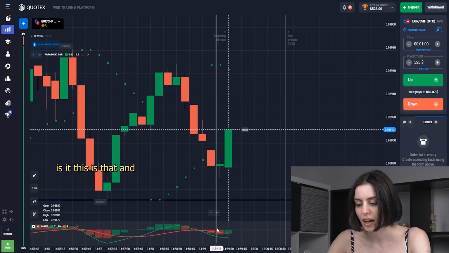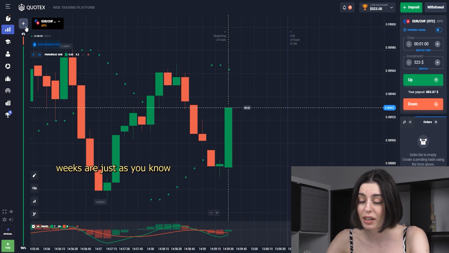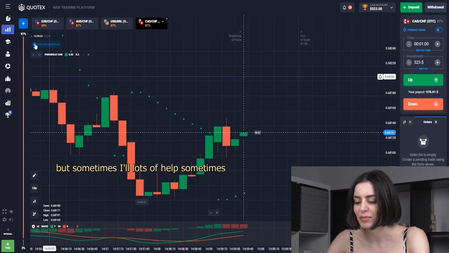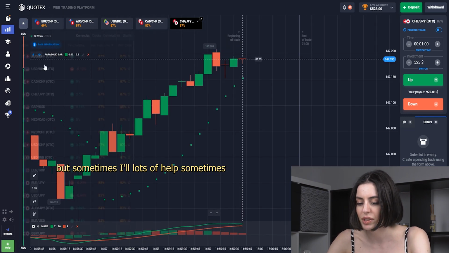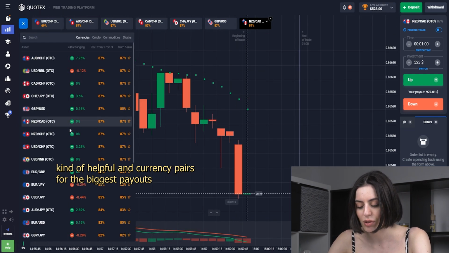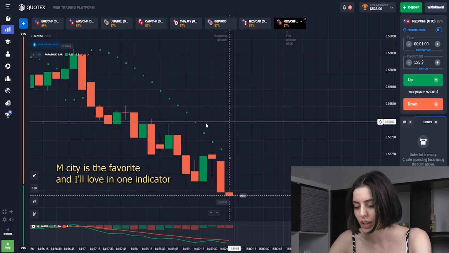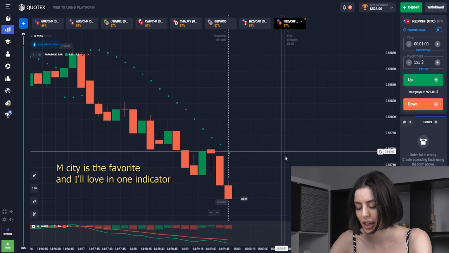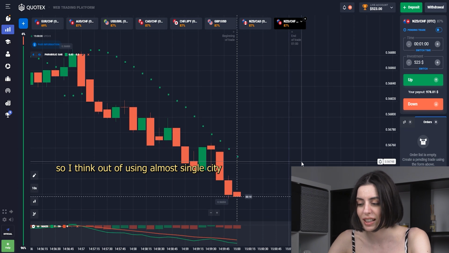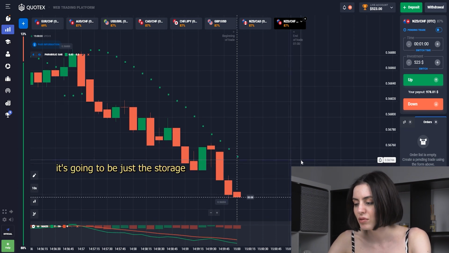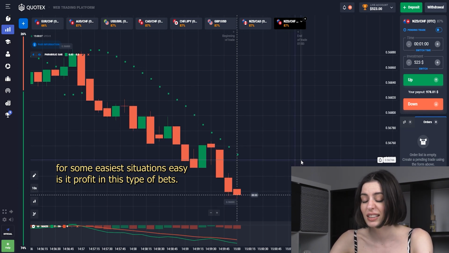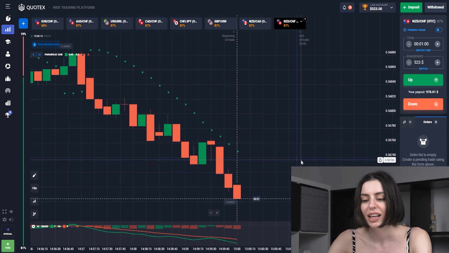And parabolics are just as you know, the one that is getting us tricky, but sometimes lots of help. Sometimes kind of helpful. And currency pairs with the biggest payouts. MACD is the favorite and 11-1 indicator. So I think out of using almost single MACD, it's gonna be just the sort for some easy situations and easy profit in this type of bets. Let's check it out.